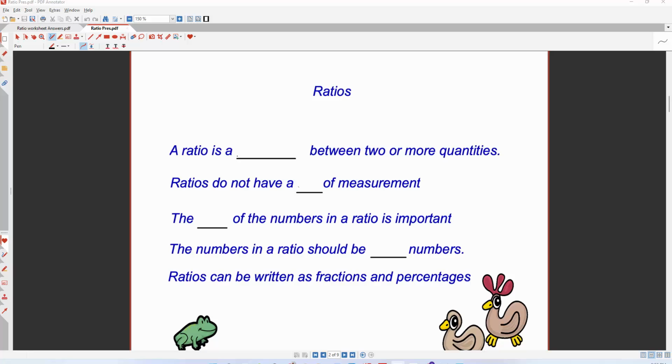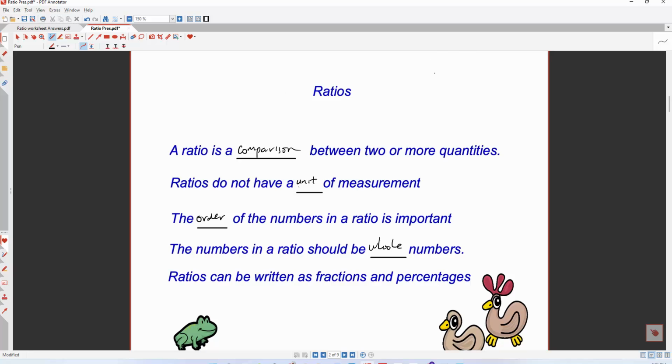So what is a ratio? A ratio is a comparison between two or more quantities. Ratios do not have a unit of measurement. Okay, so they're not a comparison in millimeters or centimeters or dollars. The order of the numbers in a ratio is important. The numbers in a ratio should be whole numbers. And ratios can be written as fractions and percentages.